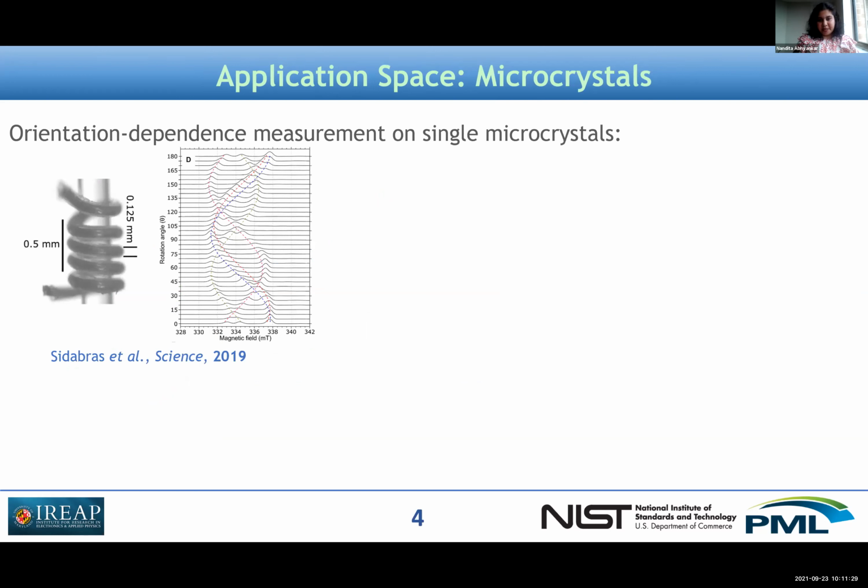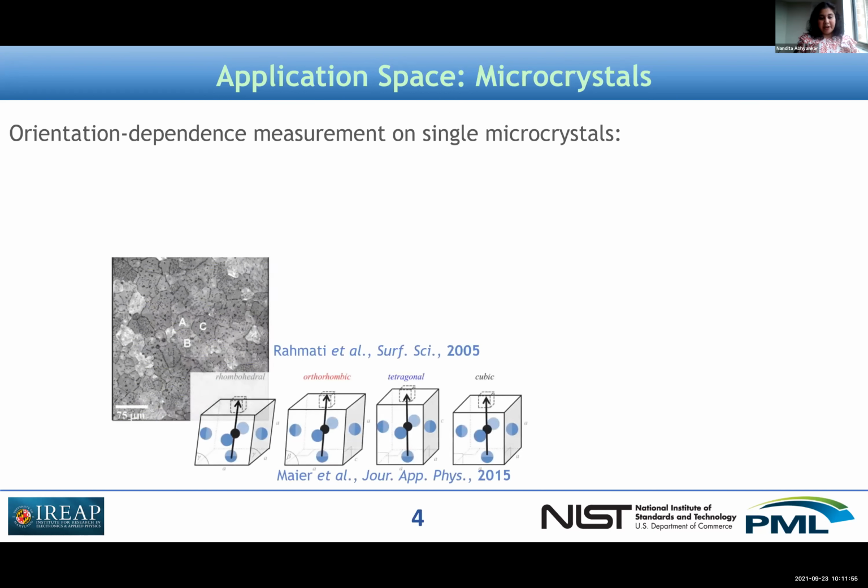The other application space is microcrystals, where if you want to do single crystal studies to get, for example, orientation dependence measurements, so that you can get a complete characterization of the spin Hamiltonian. And there's a beautiful paper by Jason that was published in 2019, where they did this on nanoliter sized samples by using a self-resonant microhelix. But there are some samples that are even smaller.